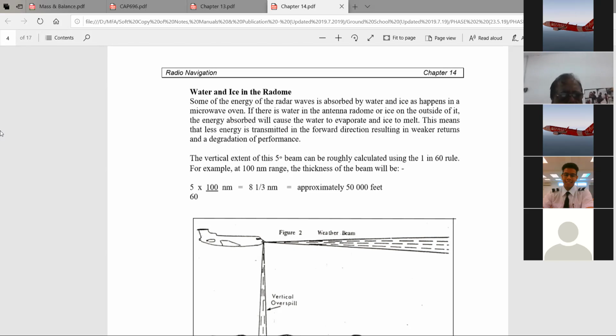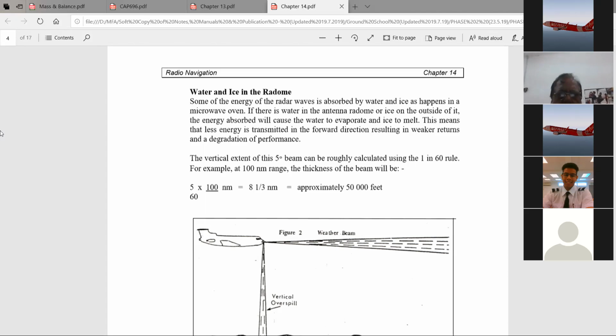The water and ice on the radome is basically because you are flying at very great heights. As such, ice formation takes place. This ice takes a certain amount of time to melt because of the heat. Initially, you will have no information. Your screen will stay blank, giving you the impression as if nothing is there. But after a certain amount of time, the information will automatically be displayed on the screen, right?